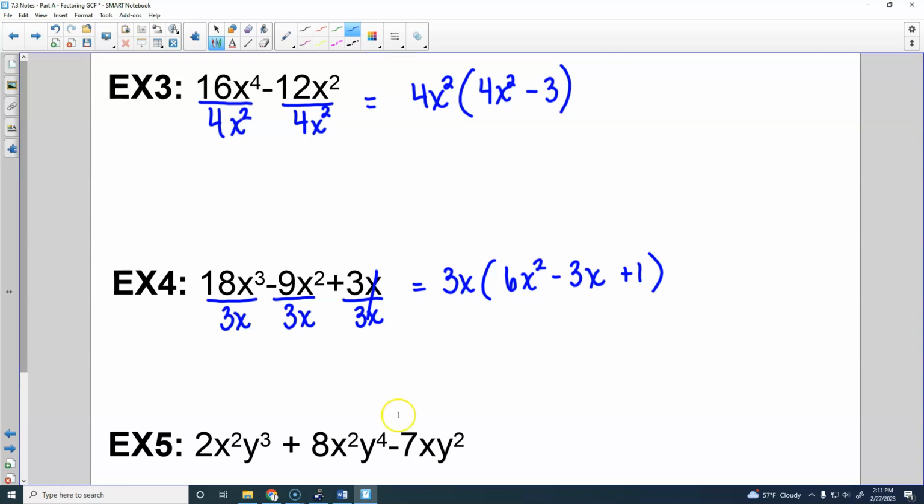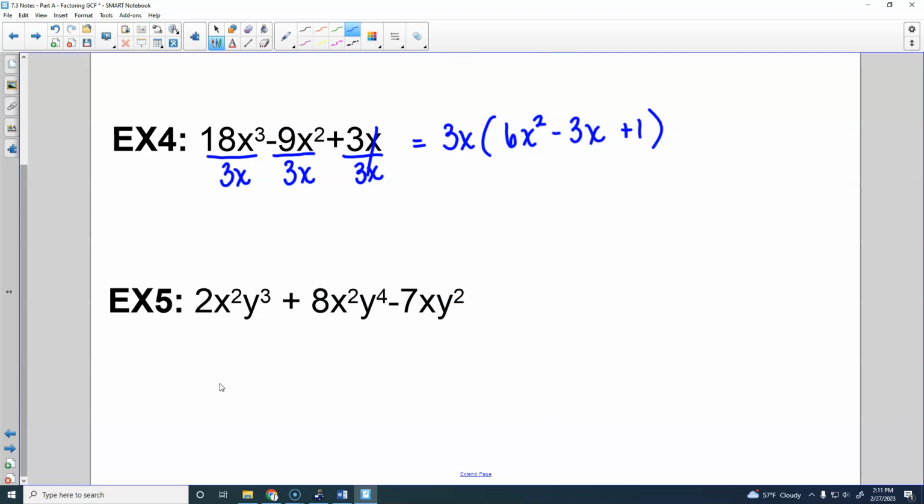Okay? All right, you can factor things out that have more than one variable. So let's think about the numbers first. 2, 8, 7. Do we have any number we could divide all of those by besides 1? We do not. But we do have an x squared, an x squared, and an x. So you're going to take the lowest number of each variable. So I just have a single x with that last term, so I can only take an x to the first power. And then my y's, I've got y to the third, y to the fourth, and y squared, so I'm going to use y squared. I've got to use the lowest exponent for each one of those.